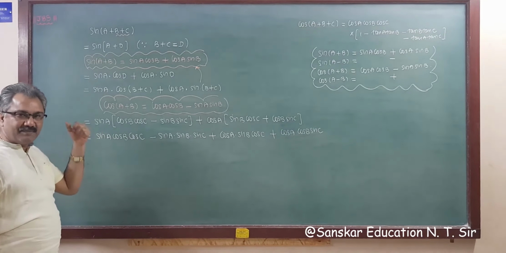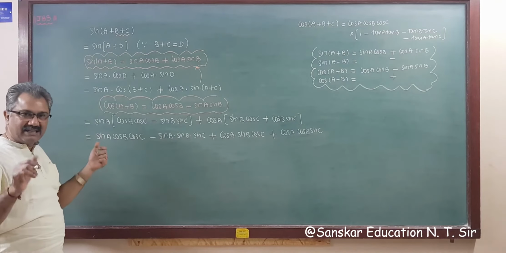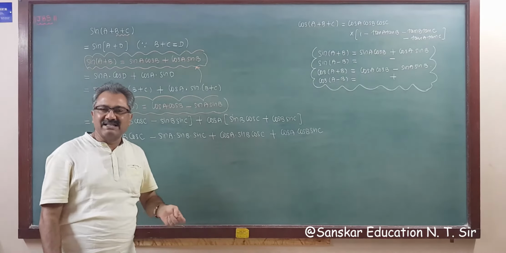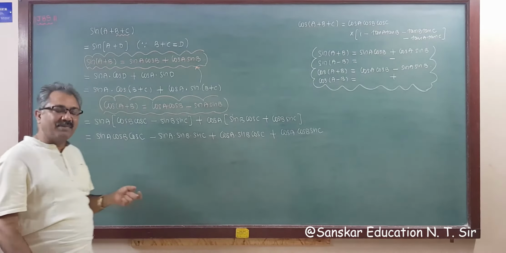Taking sin A sin B sin C common, by dividing and multiplying by sin A sin B sin C, both are the same, meaning.